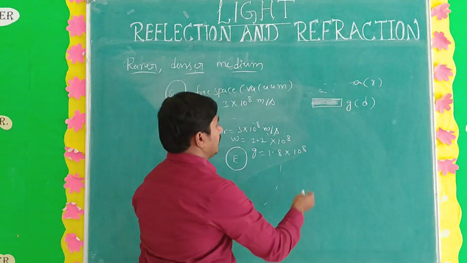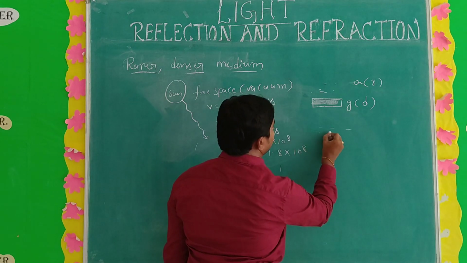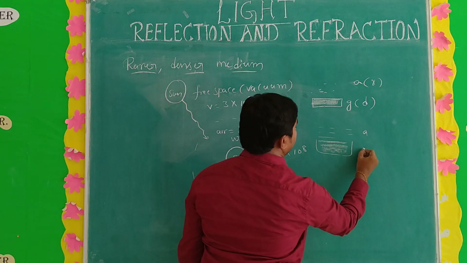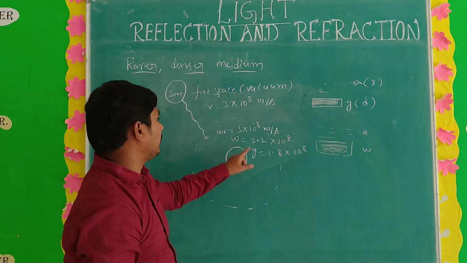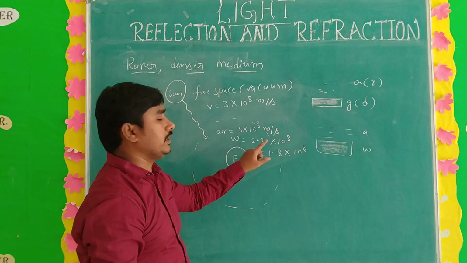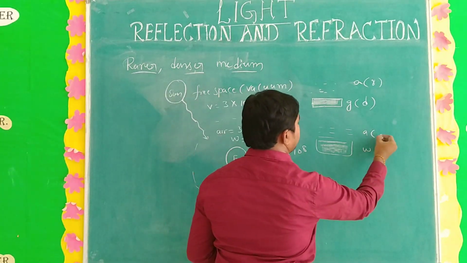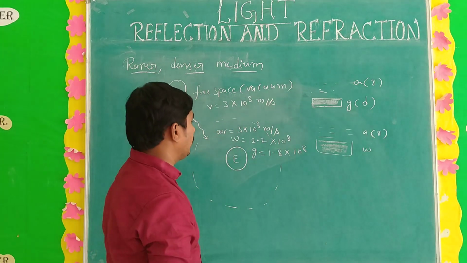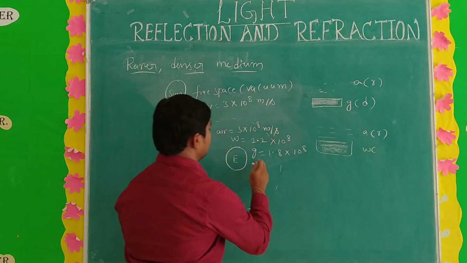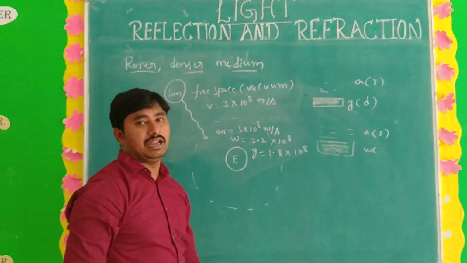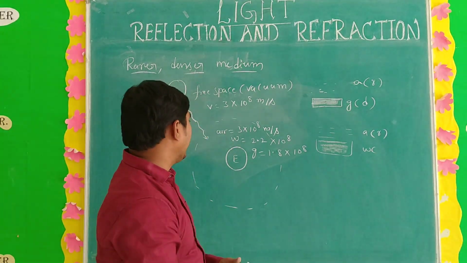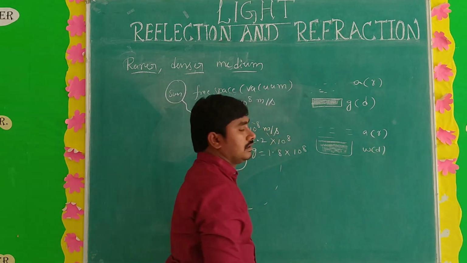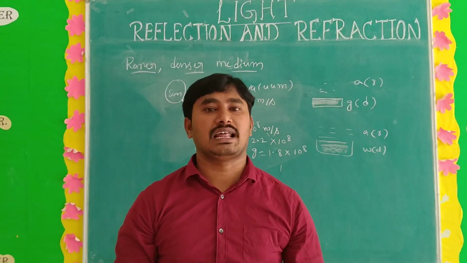Take one more example: air and water. Here the speed of light in air is 3 into 10 power of 8 and in water it is 2.2. The speed of light in air is more, that's why it is a rarer medium. And water's speed of light is less, because it is 2.2 while air is 3 into 10 power of 8. That's why air is a rarer medium and water is a denser medium. Understand, students?